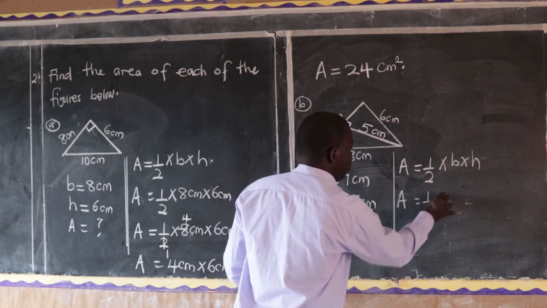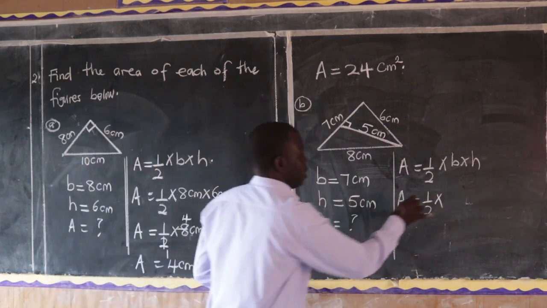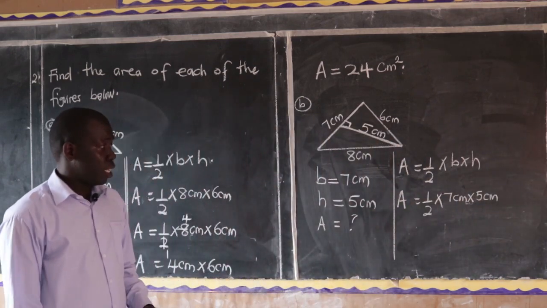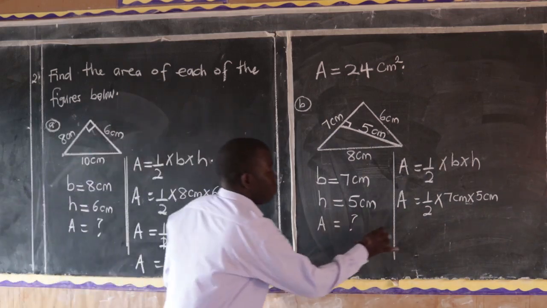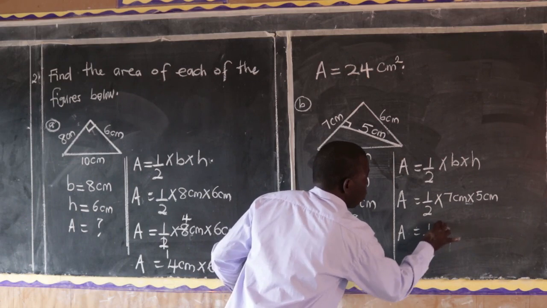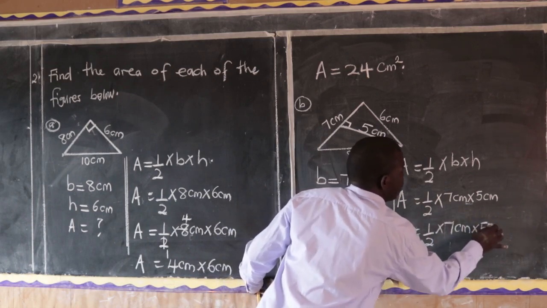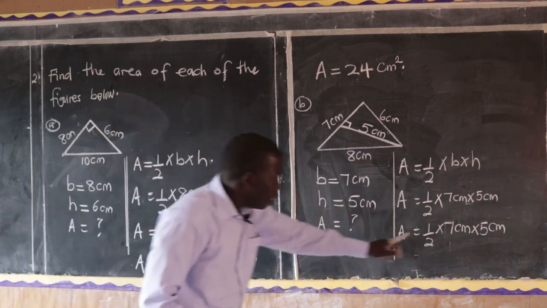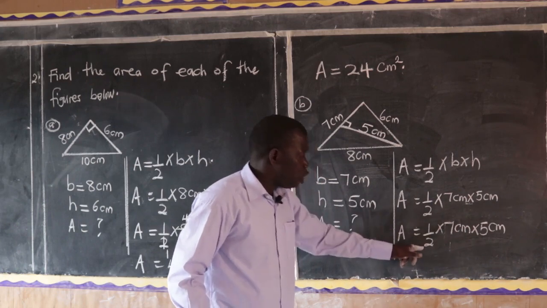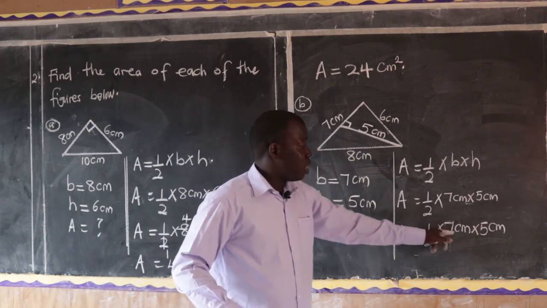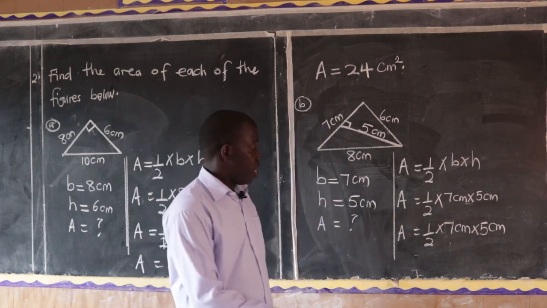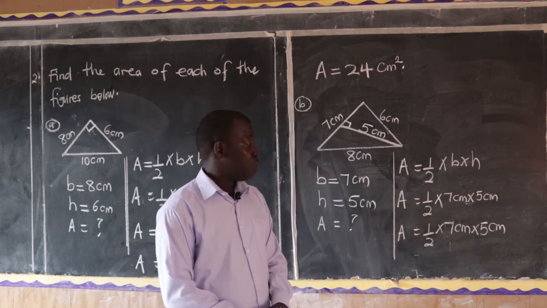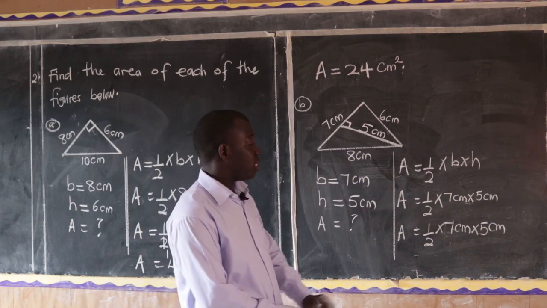Area is a half. The base is 7 centimeters. The height is 5 centimeters. Correct substitution. That's good. Don't cancel from there. Rewrite the same step like this and then cancel. Looking at this, do you have an even number? Because this one 2 is a 2. So if you are to cancel, then one of these must be an even number. Since we don't have any number here that is divisible by 2, what do we do?